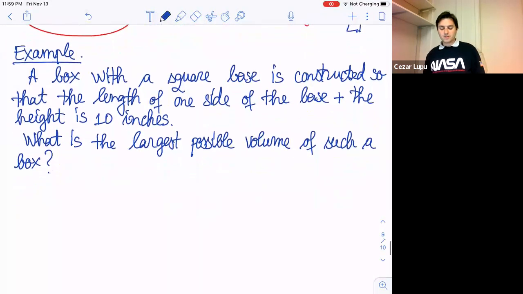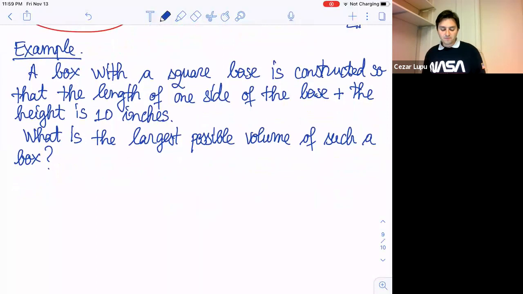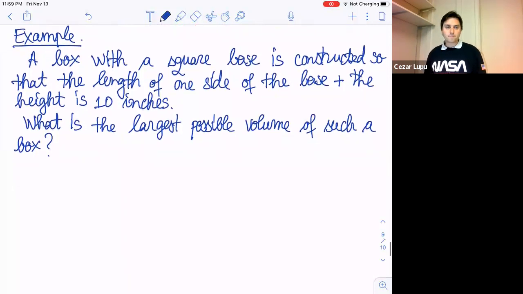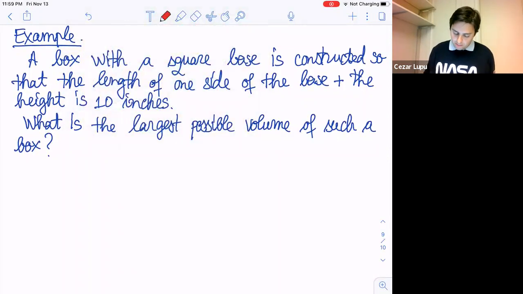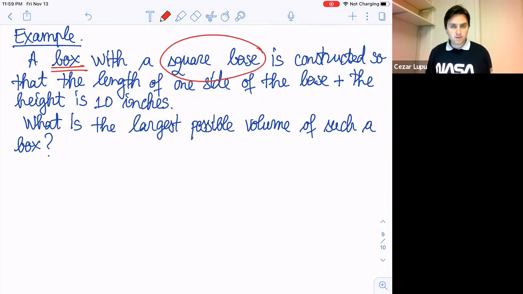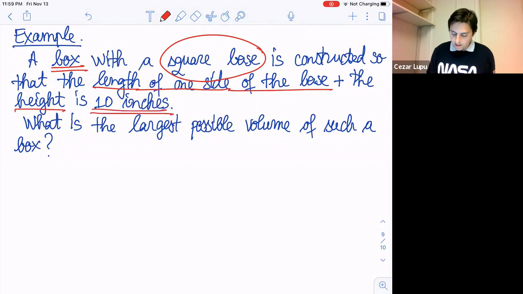All right, let's look at this. Let's identify some keywords here. So we have a box, and this box has a square base. So we know what the base is, it's a square. And we know that the length of one of the sides of the base plus the height is 10 inches. Okay, I think we have all the information right now. Basically, let's just draw a picture first.